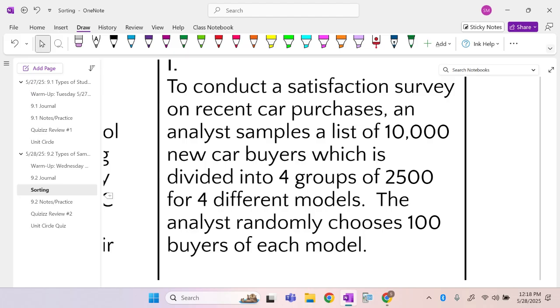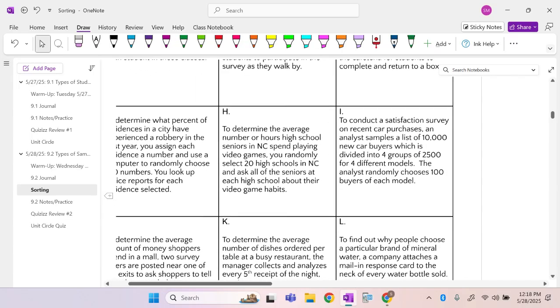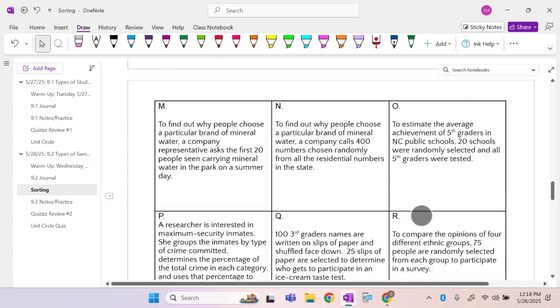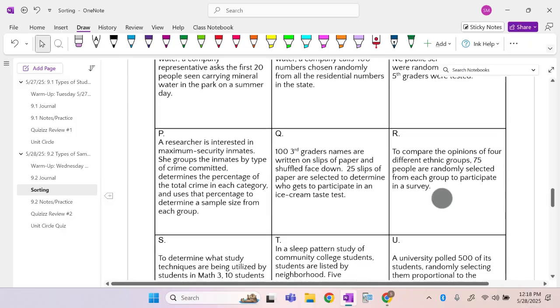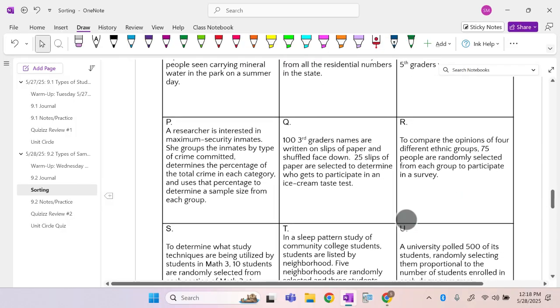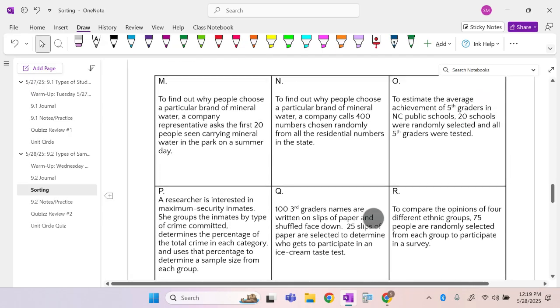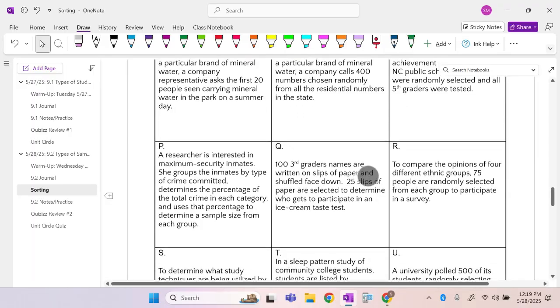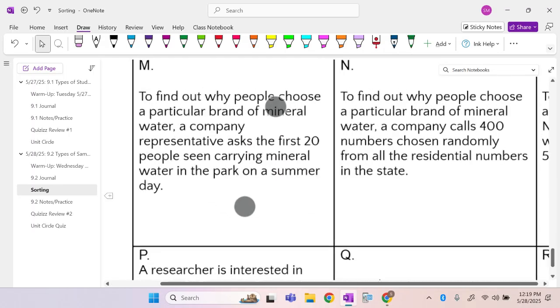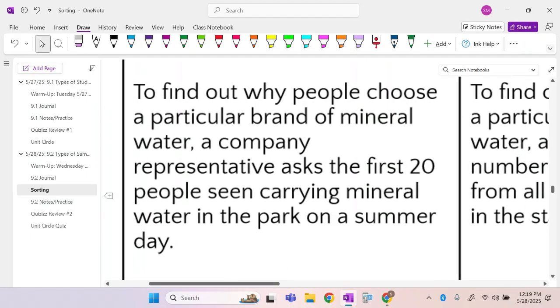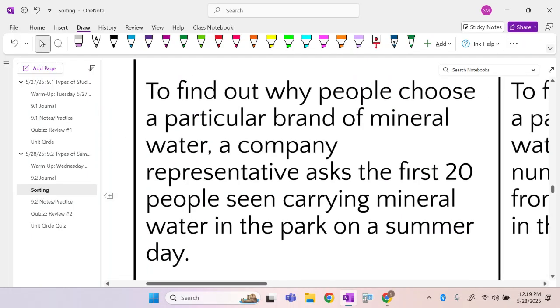All right, let's do one more, then we're going to be done. Which one do I want? All right, let's do this one. So, to find out why people choose a particular brand of mineral water, a company representative asks the first 20 people seen carrying mineral water to the park on a summer day. What type of sample is that?